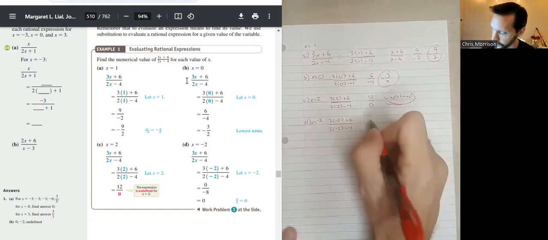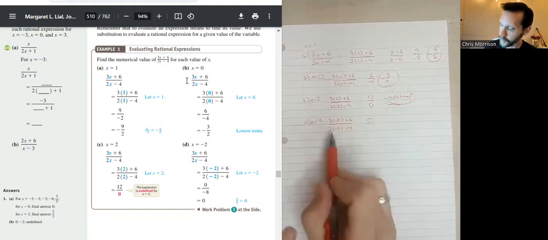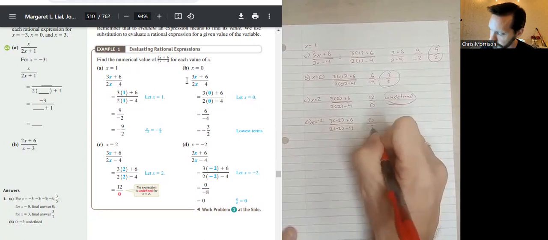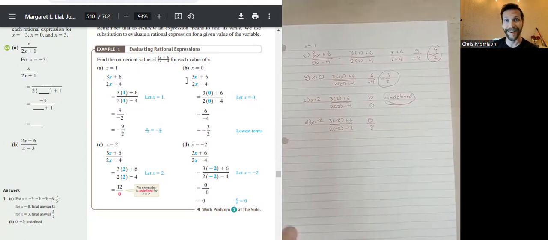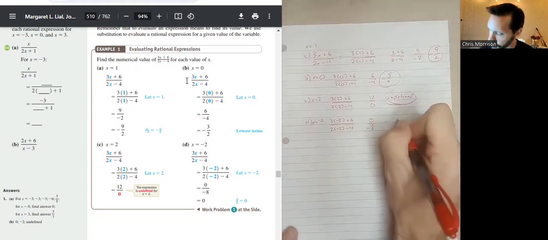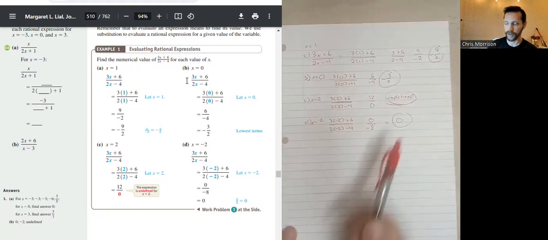-6 plus 6 is 0. 2 times -2 is -4. -4 minus 4 is -8. Well, is this undefined? This is not undefined because the 0 is in the numerator. Anytime you divide 0 by a number, the answer is just 0. So this is not undefined.